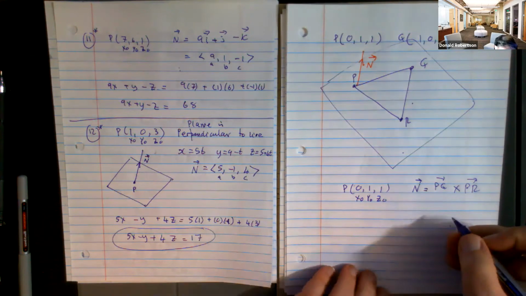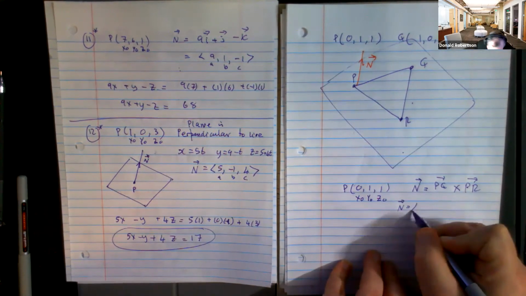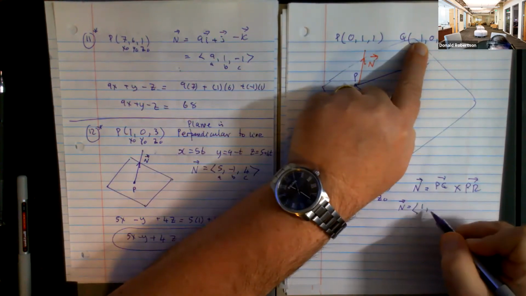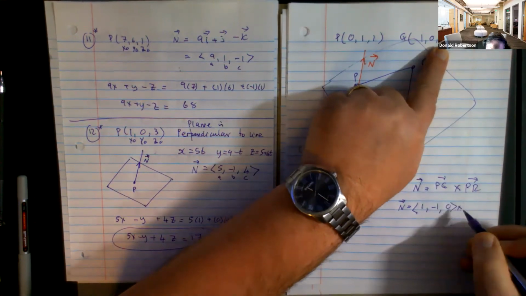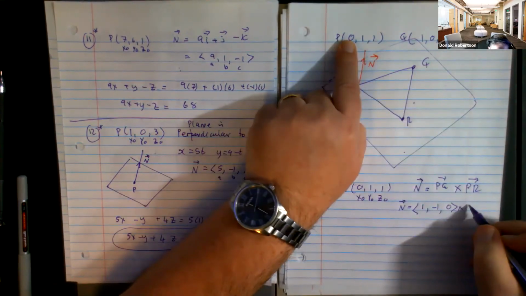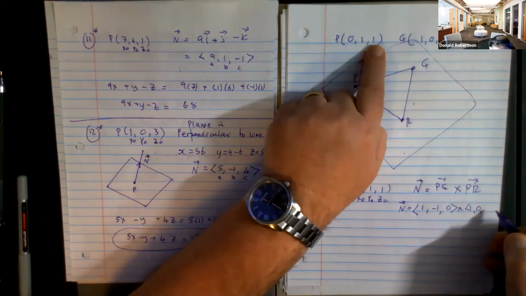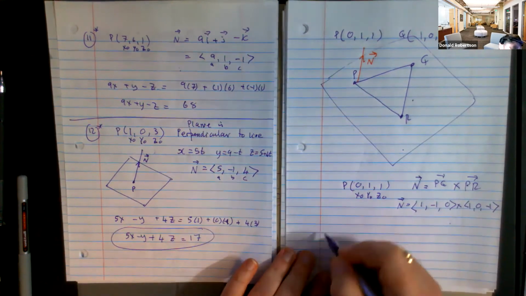Now, in this particular question, PQ is 1 take away 0, 0 take away 1, 1 take away 0. PR is 1 take away 0, 1 take away 1, 0 take away that one. Oh, these are really quite nice vectors. So let's find out what we get.